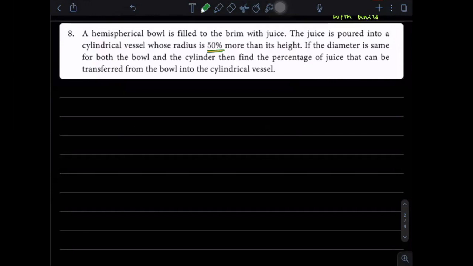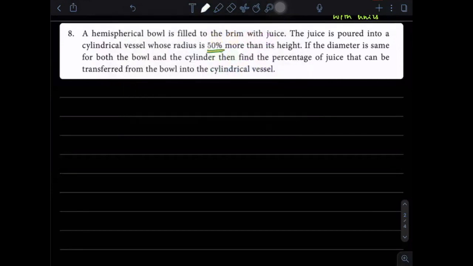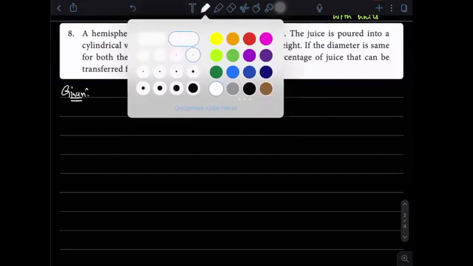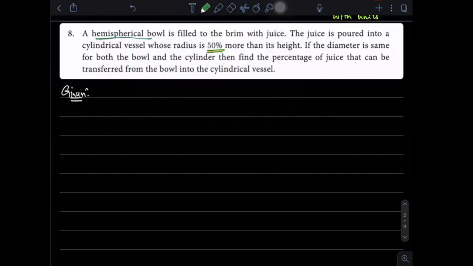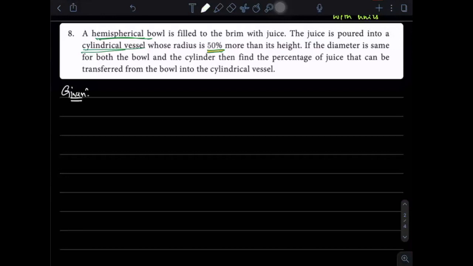If there is a hemispherical bowl. Whatever is given, you use the algorithm, whatever I told you. You're going to write the given. Given, you first identify the shapes. What are the shapes involved here, Kanna? When you read the question, there is a hemispherical bowl and there is a cylindrical vessel. Isn't it? So I'm going to write down what is given. Given la hemisphere.